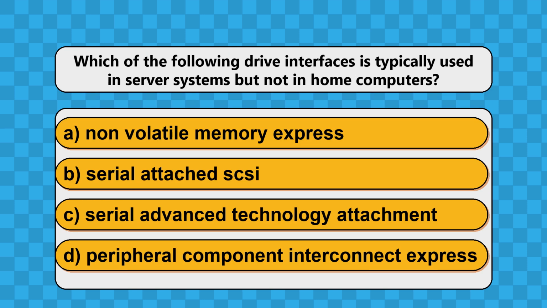Question 65. Which of the following drive interfaces is typically used in server systems but not in home computers? Option A, non-volatile memory express. Option B, serial attached SCSI. Option C, serial advanced technology attachment. Option D, peripheral component interconnect express.